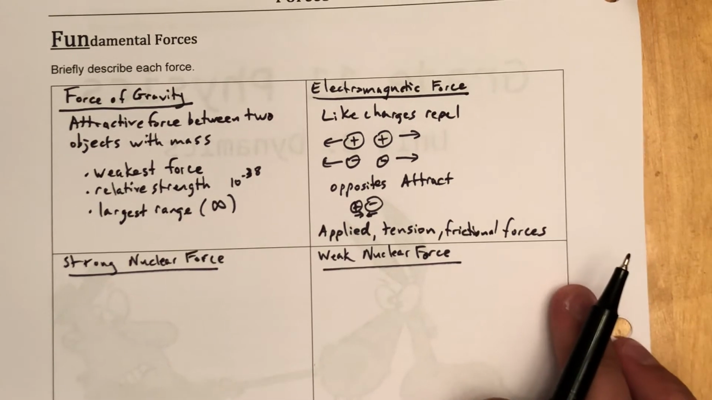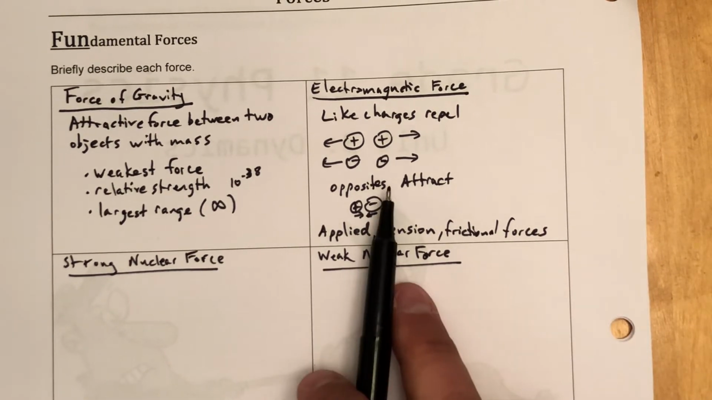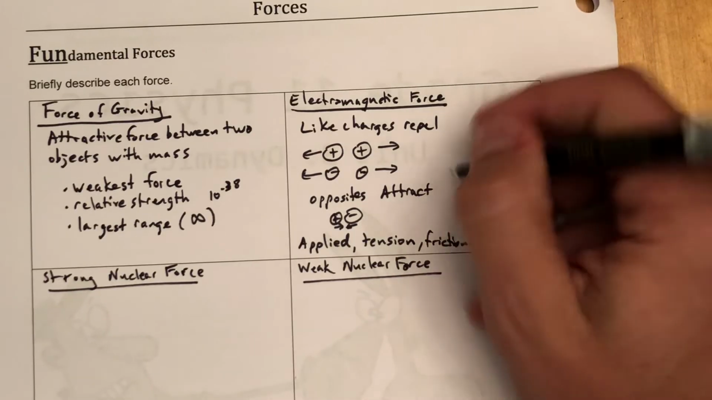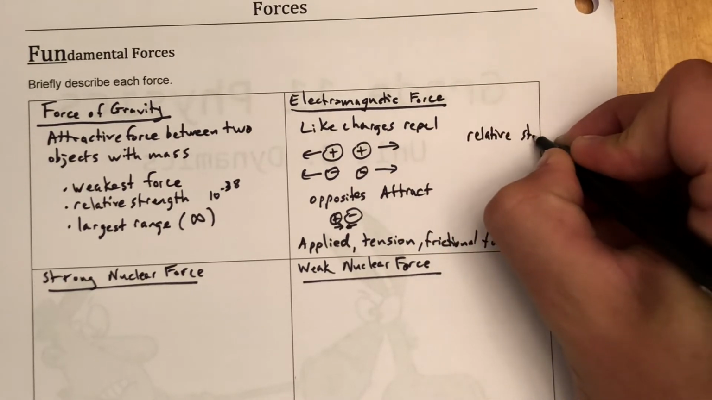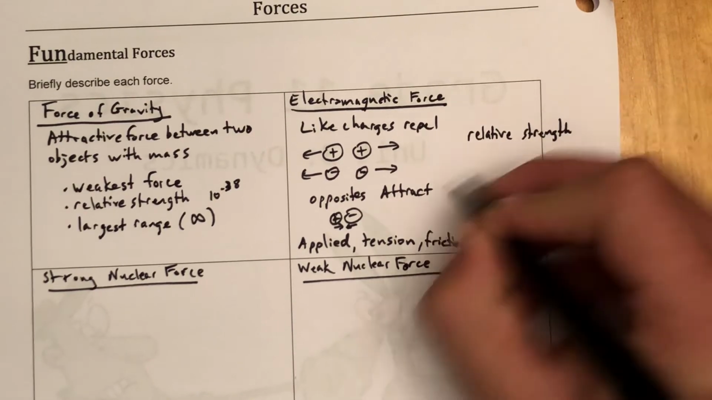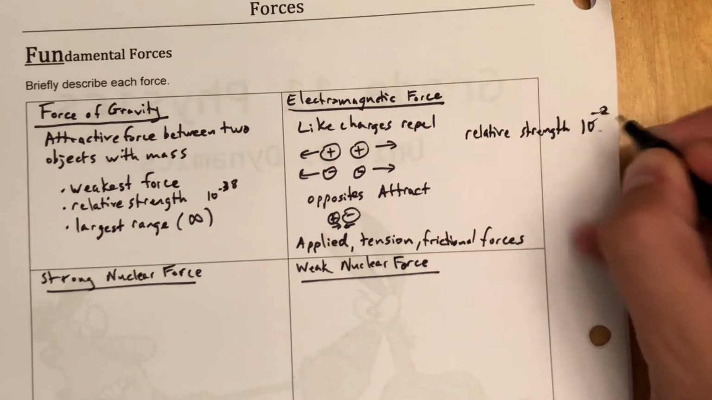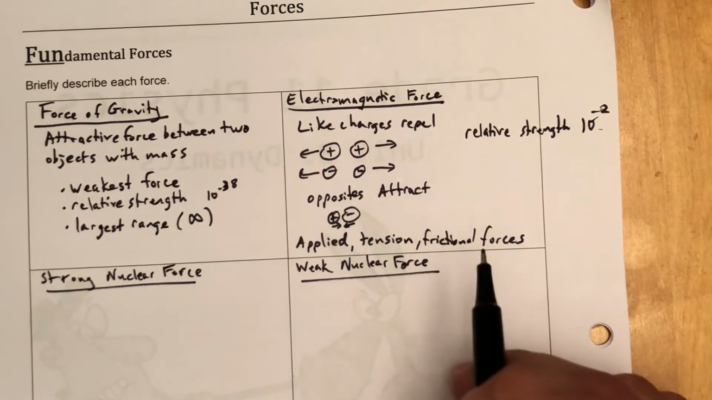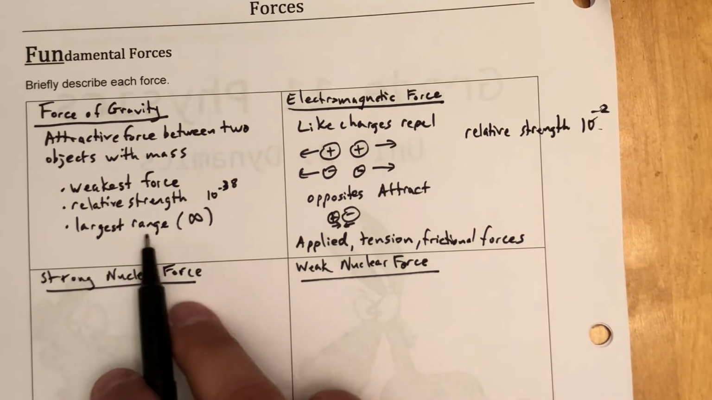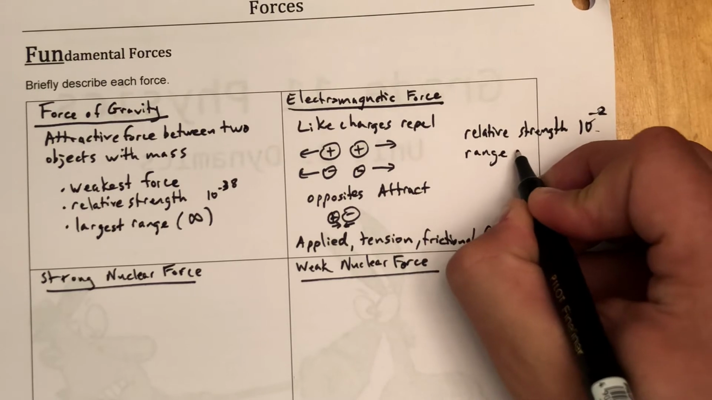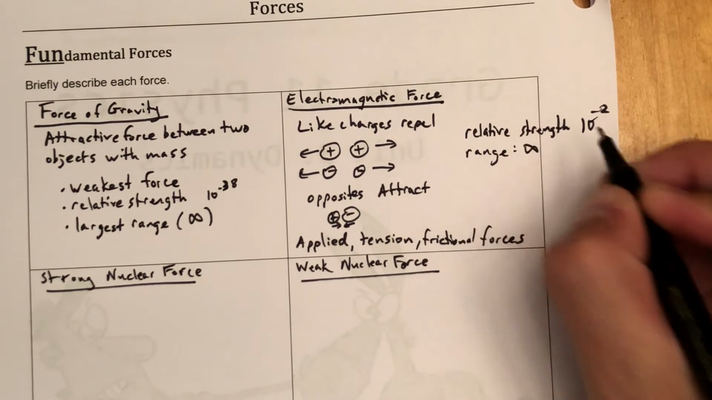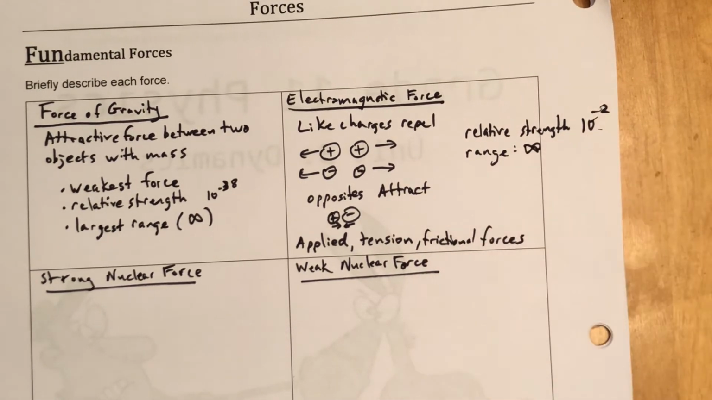As for relative strength here, a lot stronger. So if we just have this over here, relative strength is going to be 10 to the negative 2. As for its range, again, going to go with infinity. An infinite range here.